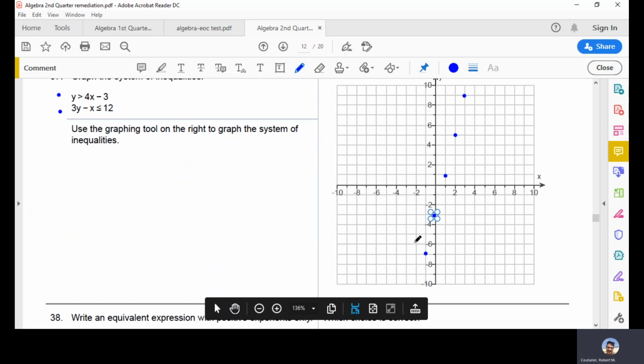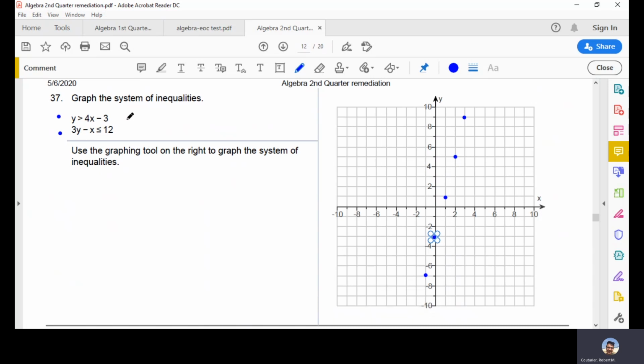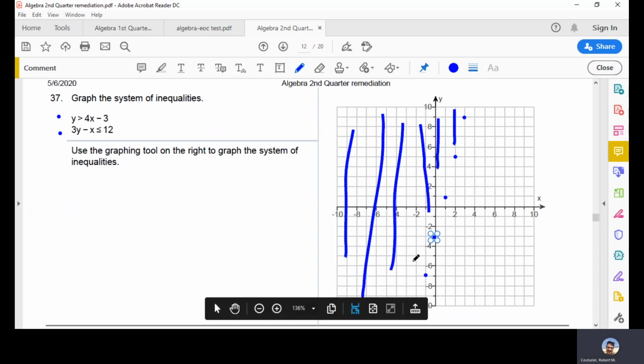It goes off the grid here, but it keeps on going forever. Now, are we going to shade above or below this particular line? So we're going to shade above. So everything on this side of this line is shaded.